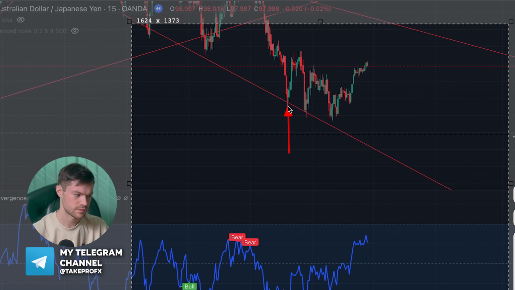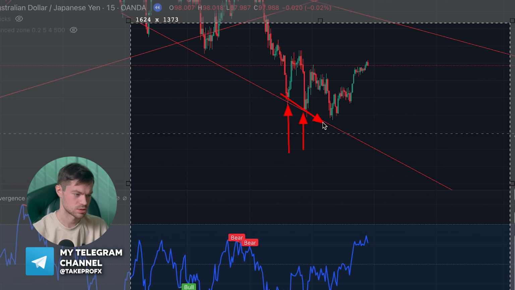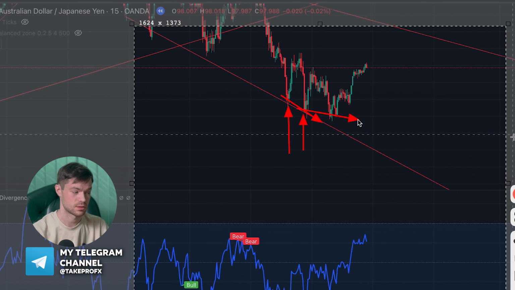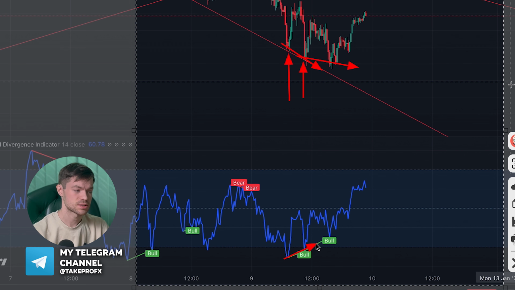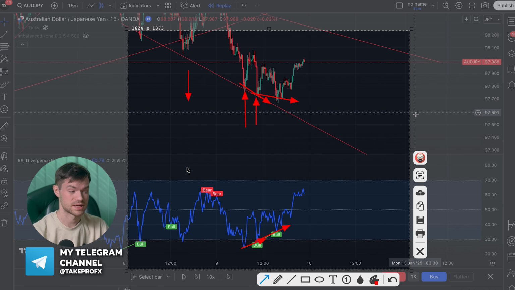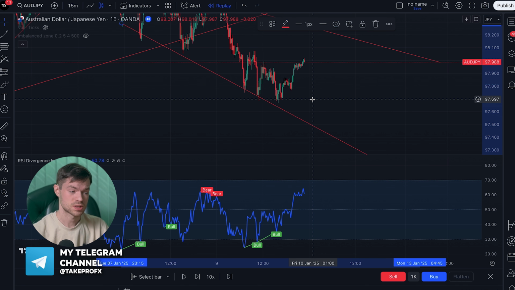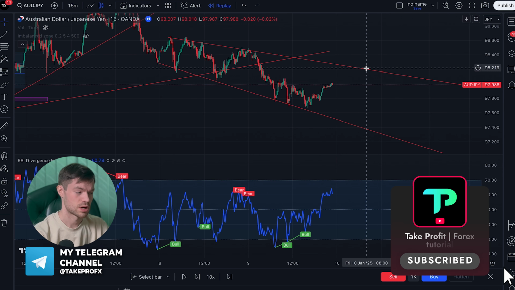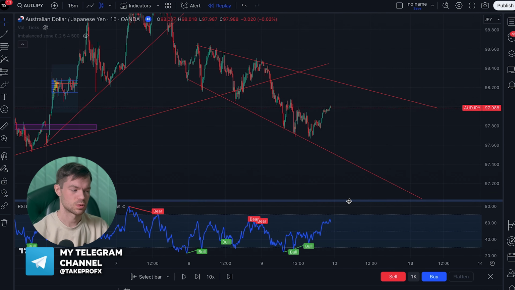Look, on the chart we have two minimum values, so we draw a line and we see that the chart is falling here and here, and the indicator, I mean the RSI oscillator, is rising. That's why we have the divergence: the chart is falling, the oscillator is growing, and then the chart will always follow the oscillator, so it will grow. I hope it's clear. You can add such a tool on TradingView and it is absolutely free of charge.